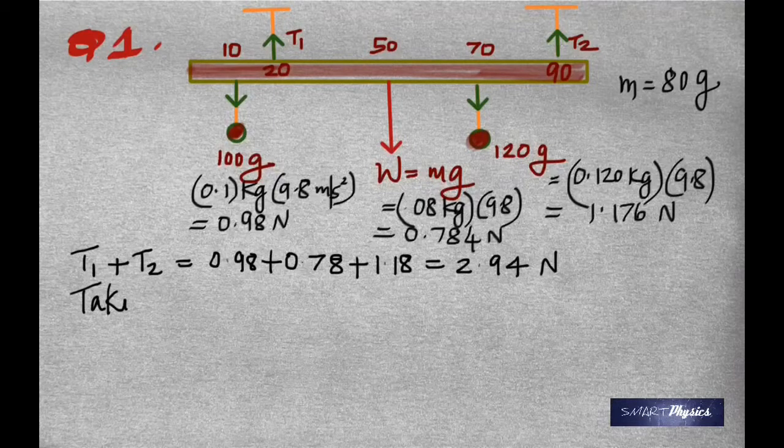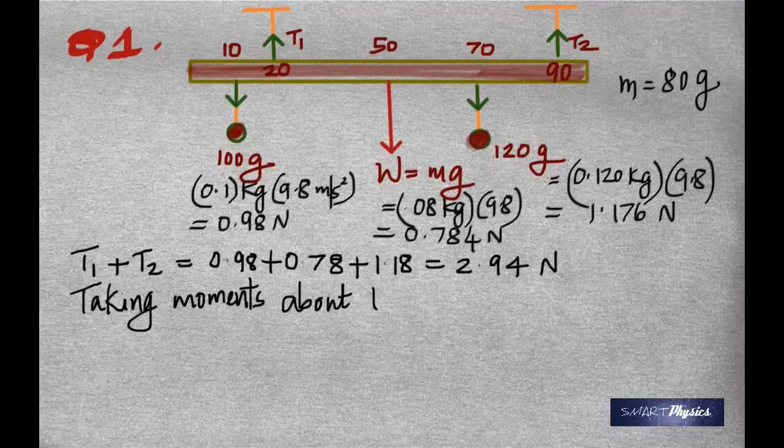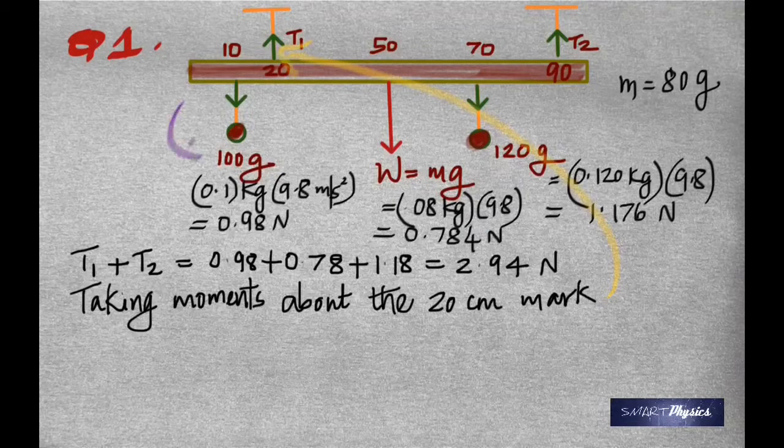So T1 does not produce any torque, but if you look at it carefully, you see there'll be two clockwise and two counterclockwise torques. Okay, we're taking the moments about the 20 centimeter mark, and that is in order to cancel out the torque due to T1.